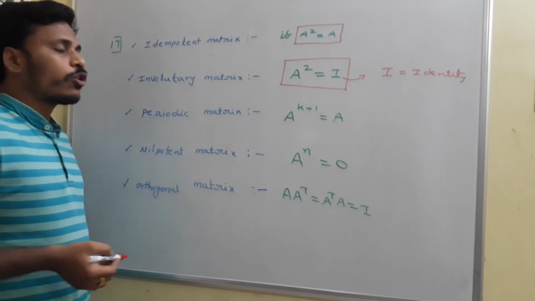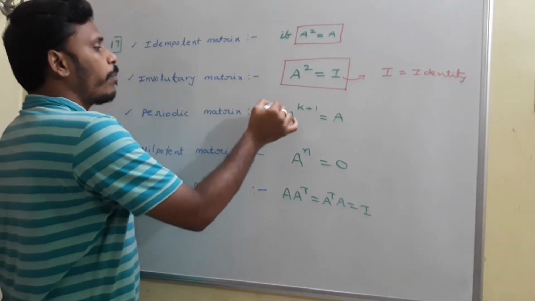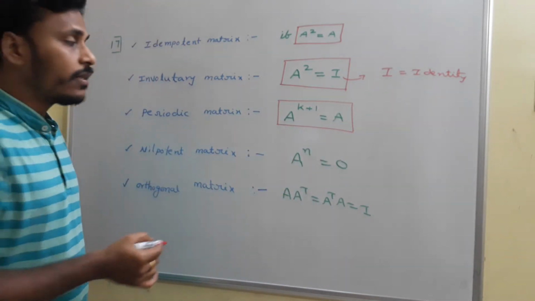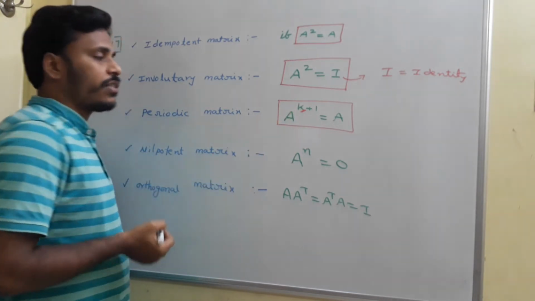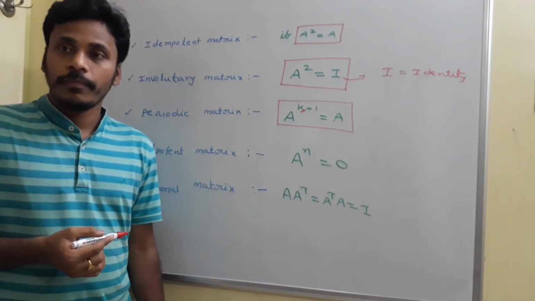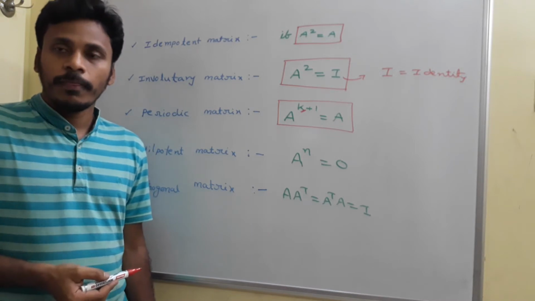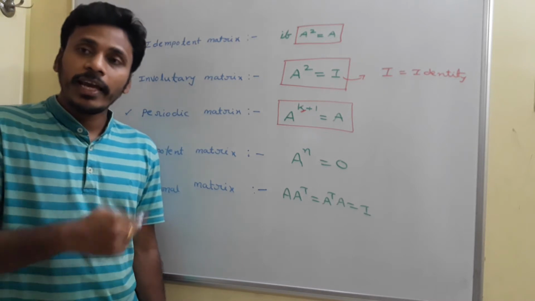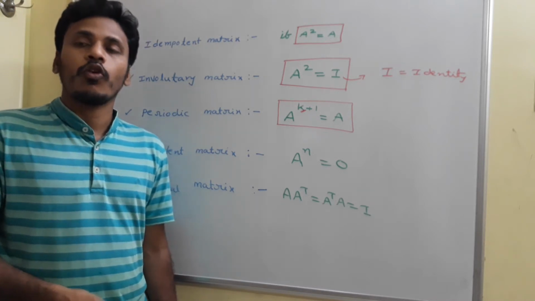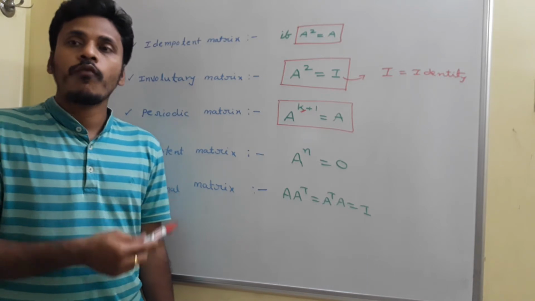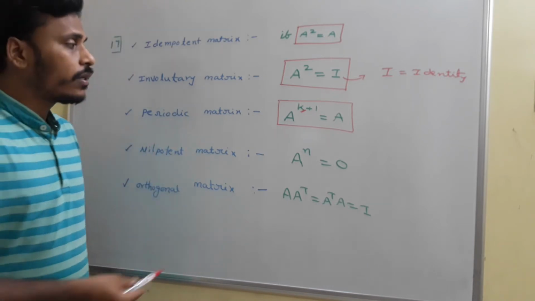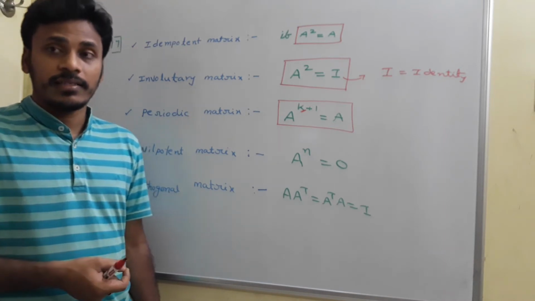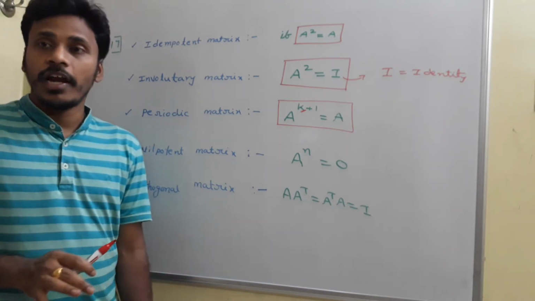Coming to the periodic matrix, if A power k plus 1 is equal to A, then it is called periodic, and this k is called its periodicity. So I have a matrix here. Multiply A with itself, you will get A square. Again multiply with A, you will get A cube. Again multiply with A, you will get A power 4. Like that, if you continue, after a certain stage if A power some number is equal to A again, then that matrix is called a periodic matrix.